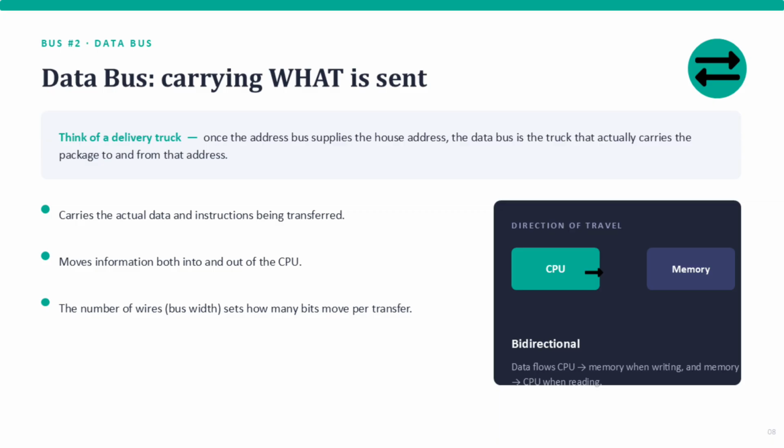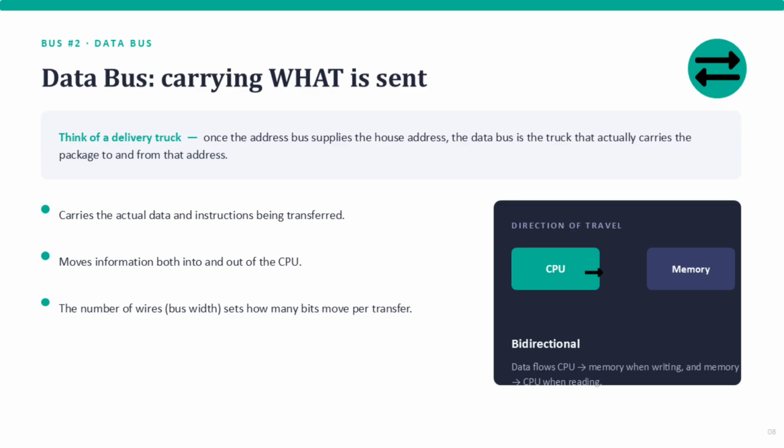Let's begin with a simple real life example. Imagine you have ordered a new laptop online. The first thing the delivery company needs is your home address. Without it, they won't know where to deliver the package. But once they know your address, does the address itself arrive at your home? Of course not. What actually reaches your home is the package.